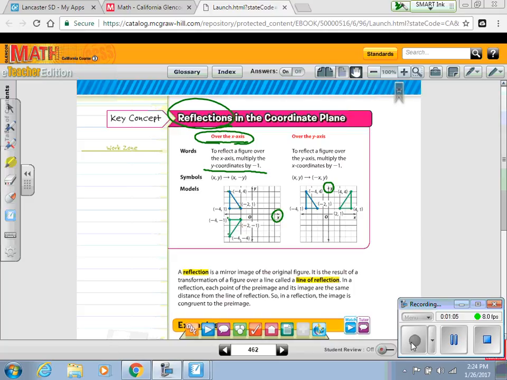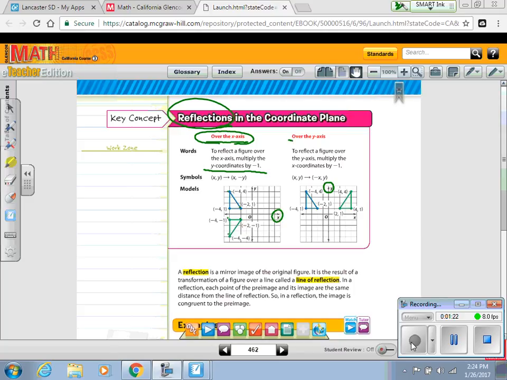Okay? When you do that, your new image is going to be primes, and we'll talk about that in a minute, because the pre-image, the first image, is its original coordinates, and then the new coordinates will be prime coordinates.